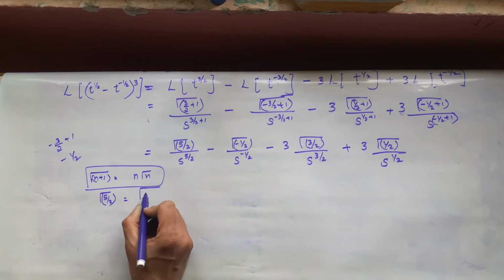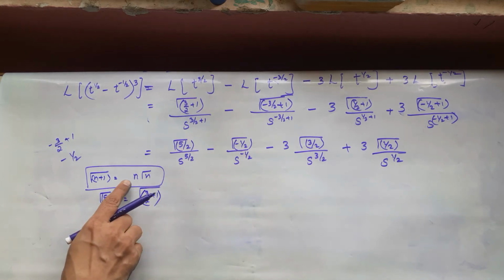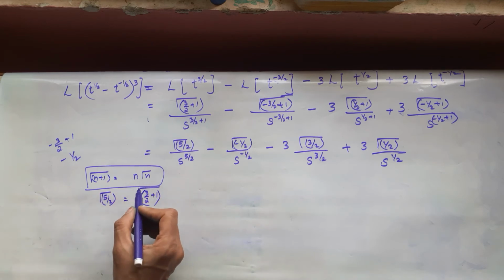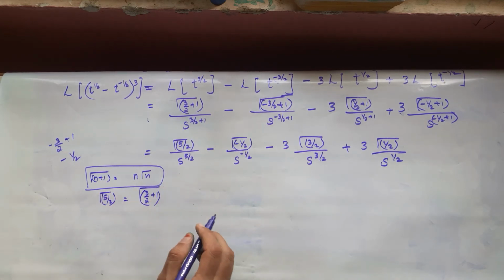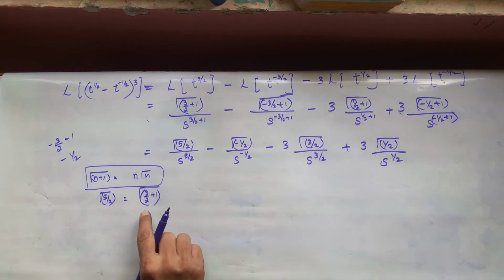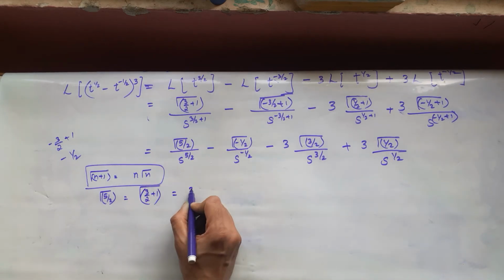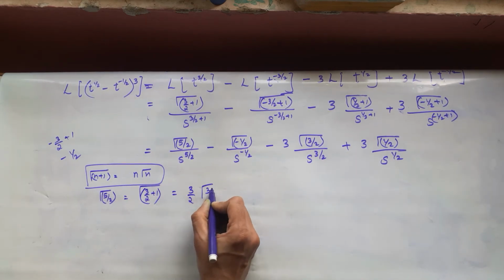You can write gamma of 5 by 2 as 3 by 2 plus 1. You have already written it as 3 by 2 plus 1. So in place of n, you have got 3 by 2. Look at that. In place of n, you have got 3 by 2, is it not? So n is what? 3 by 2 into gamma of 3 by 2.